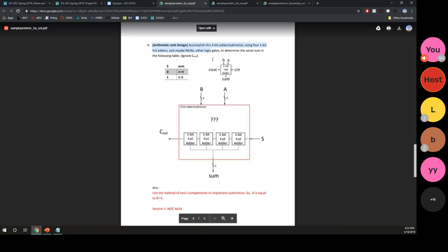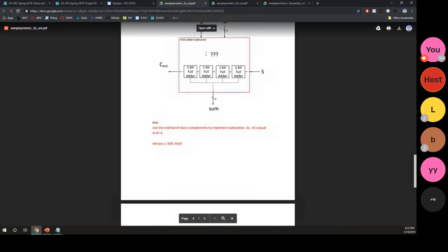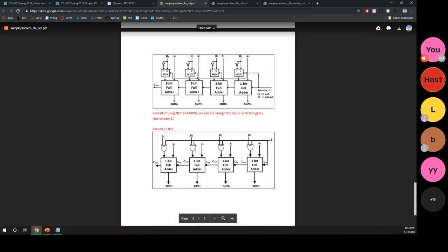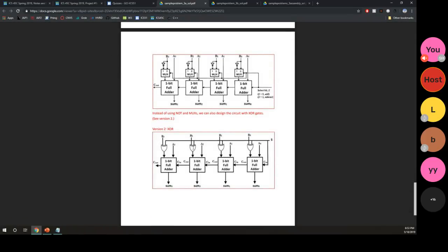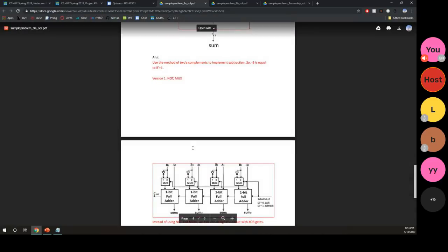So this is another ALU. This is the case where we actually have to use XOR, and this is why it's convenient to use XOR. I'll get there in a second. Right, so we'll come up here.